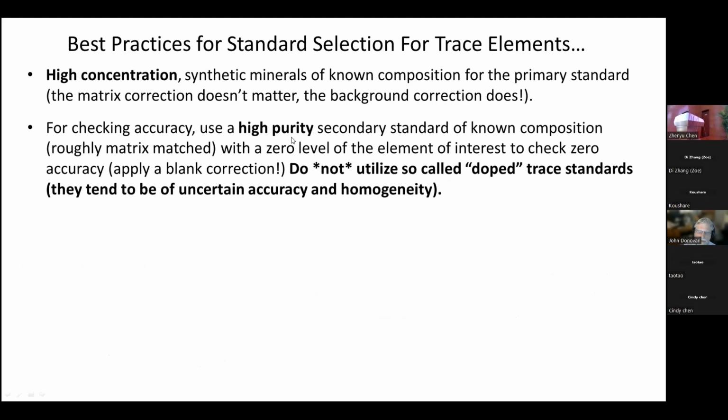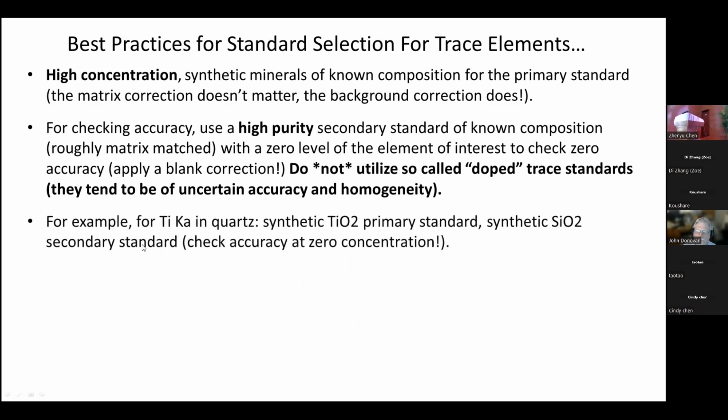That's called the blank correction, and I published this in 2011 in American Mineralogist. Doped trace element standards are the wrong way to go. They tend to be of uncertain accuracy and homogeneity, therefore they are not useful. As an example, if we're measuring trace titanium in quartz, we could use a synthetic TiO2 primary standard and a synthetic SiO2, could even be a synthetic SiO2 glass. But all we need to do is check the accuracy at zero.